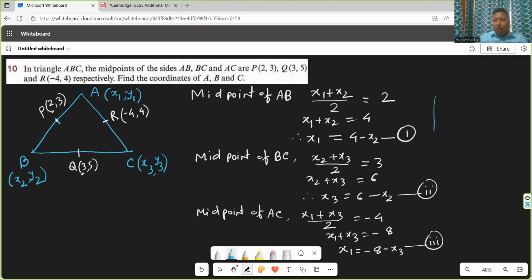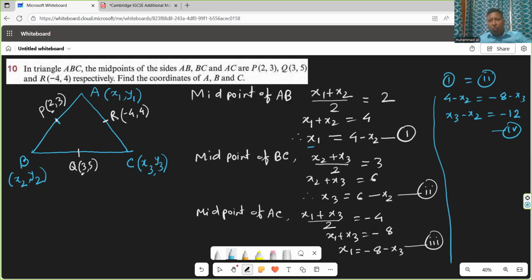Now, here in equation 1 and equation 3, both are x1, the value is x1. So equate equation 1 equals equation 3. So we can write here 4 minus x2 equals minus 8 minus x3. So from here we can write x3 minus x2 equals minus 12. We mention this is equation 4.